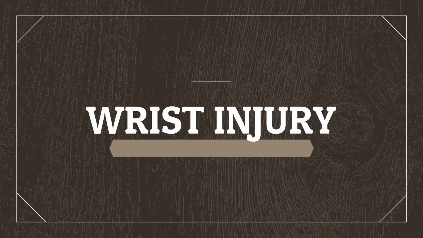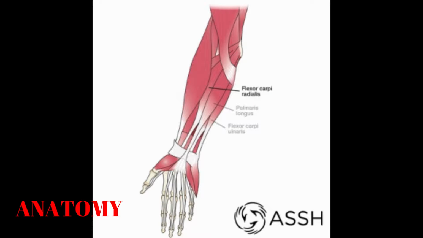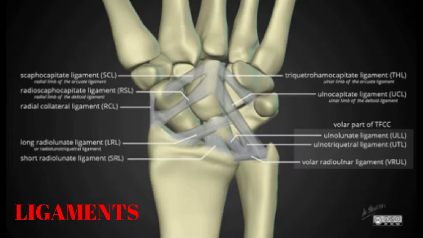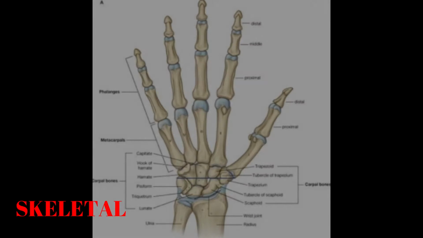The topic of our presentation today is wrist injury. Here is the anatomy of the wrist. These are the ligaments around the wrist, and these are the bones and joints of the wrist.